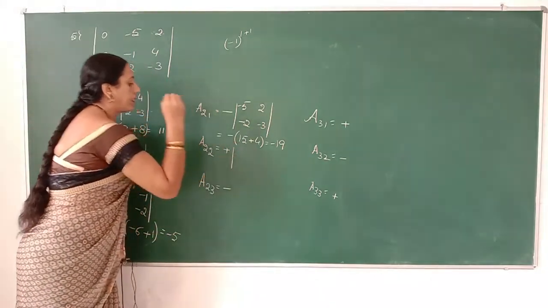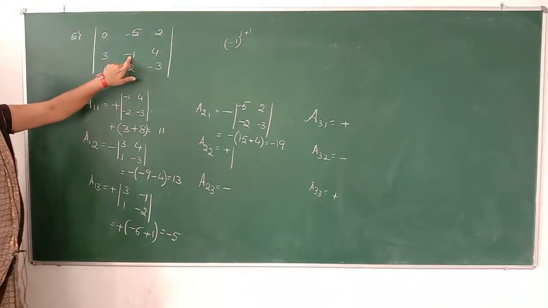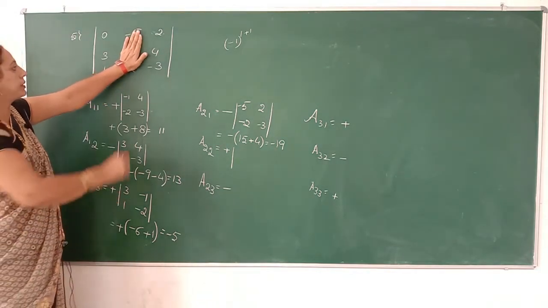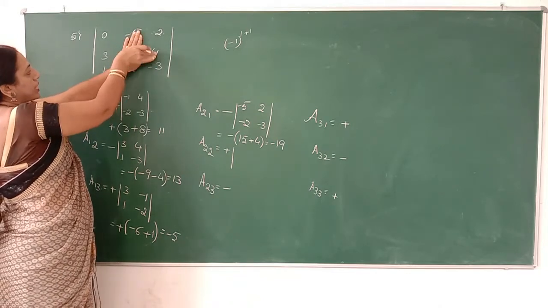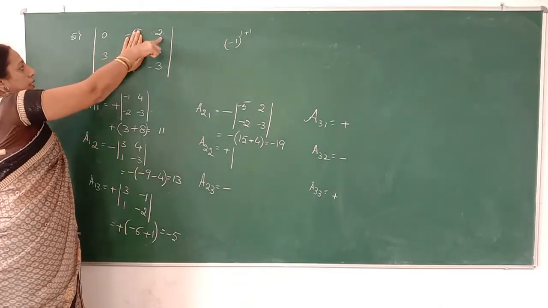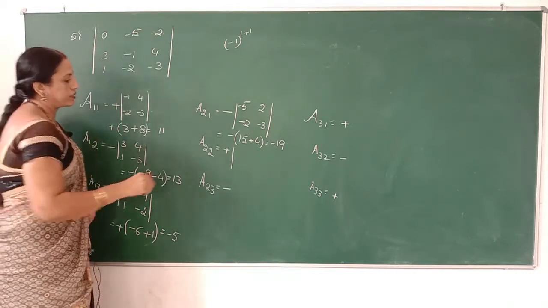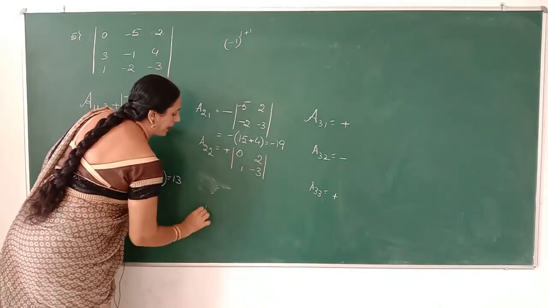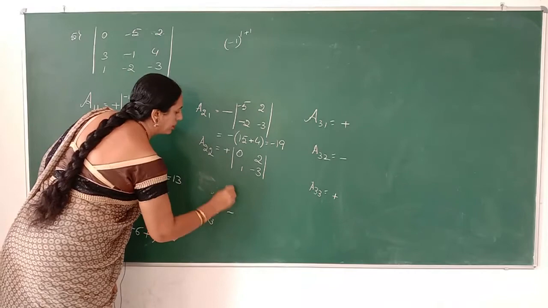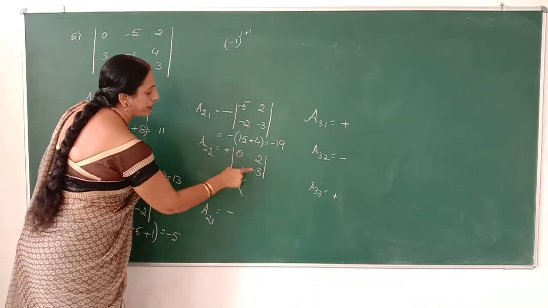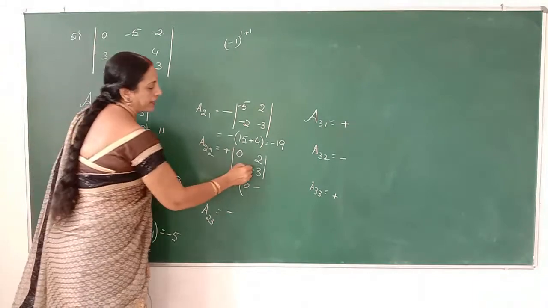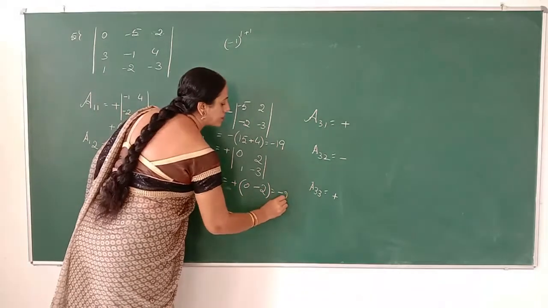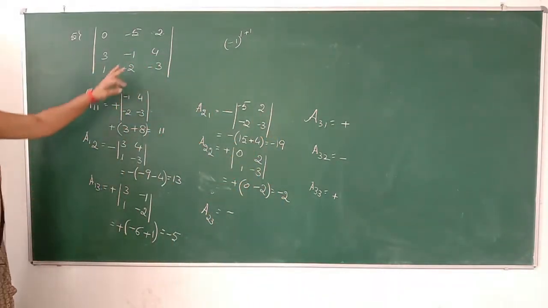Then next element is A22. A22 means which is an element of second row, second column, and these elements get neglected. The remainings are 0, 2, 1, minus 3. And these are also multiplied. So plus of left diagonal is 0 minus right diagonal is 2. 0 minus 2 is minus 2, minus into plus is also minus 2. That is the cofactor of A22.